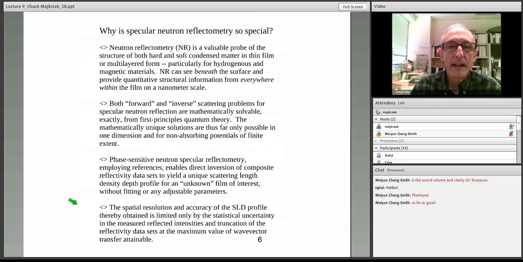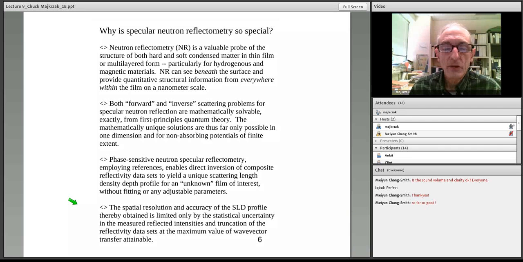Okay, so again, this is just to reiterate what I just said in more detail: in the specular reflection geometry, the forward and inverse scattering problems are directly solvable. And in fact, it's akin to imaging in the sense that there is a one-to-one correspondence between the reflection amplitude and the scattering length density profile if you obtain the phase information in that scattering process, so that you can recreate a direct image, an unambiguous, unique solution of what it is that you're scattering from.